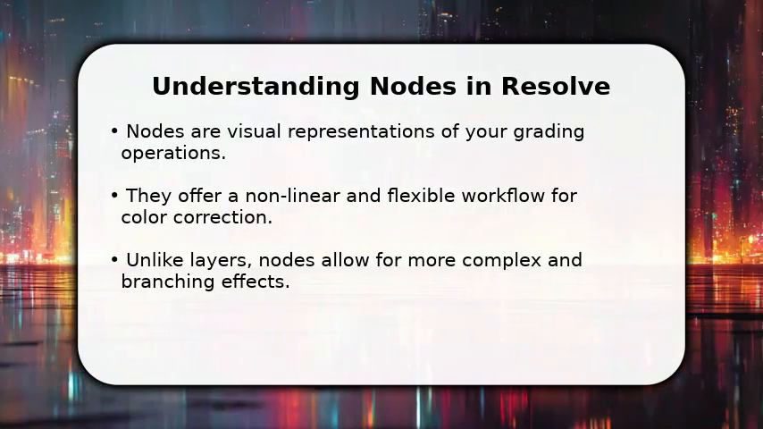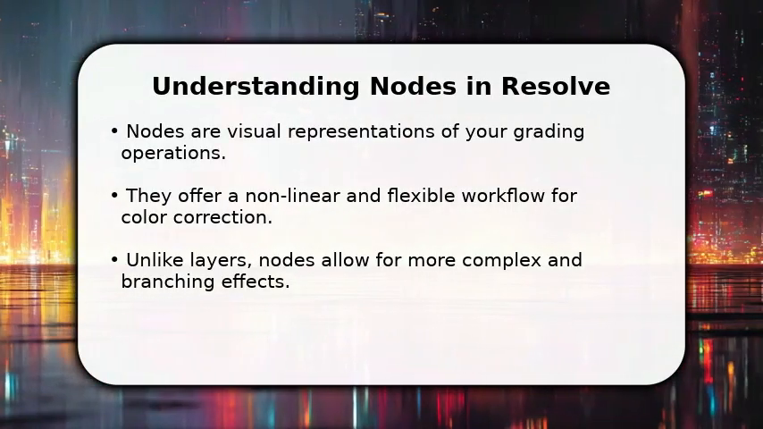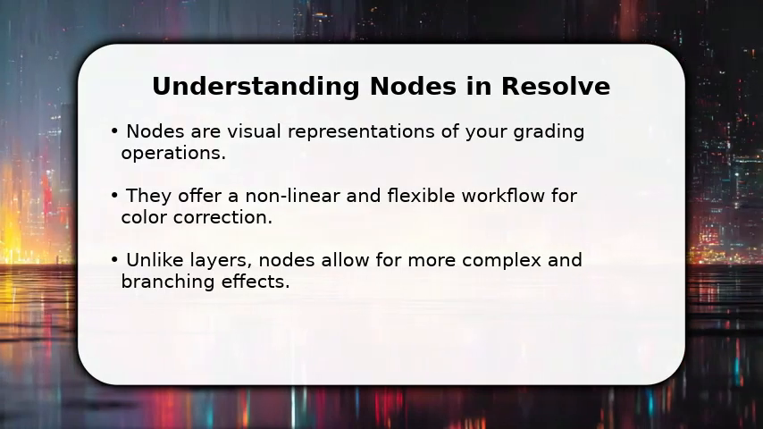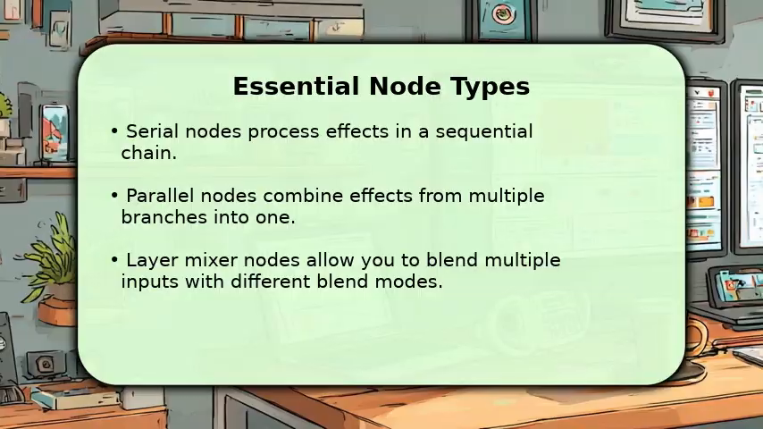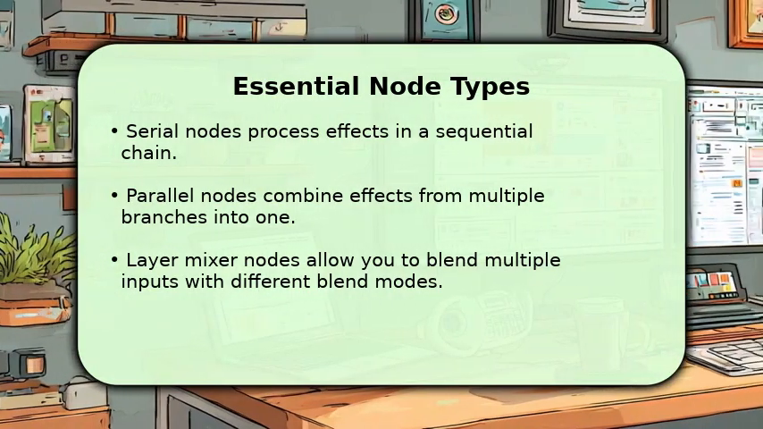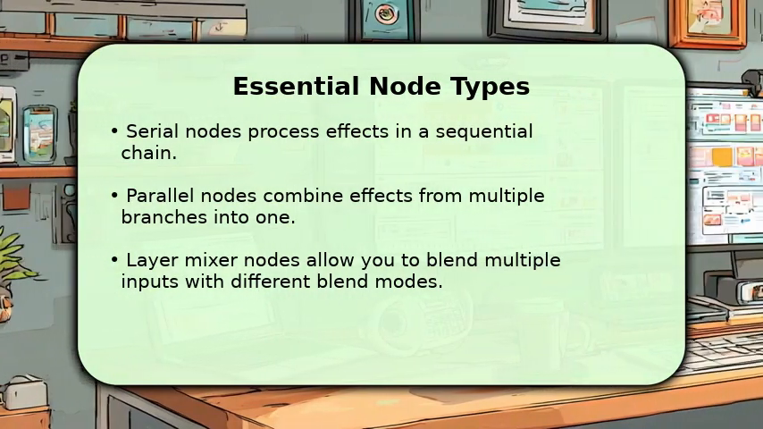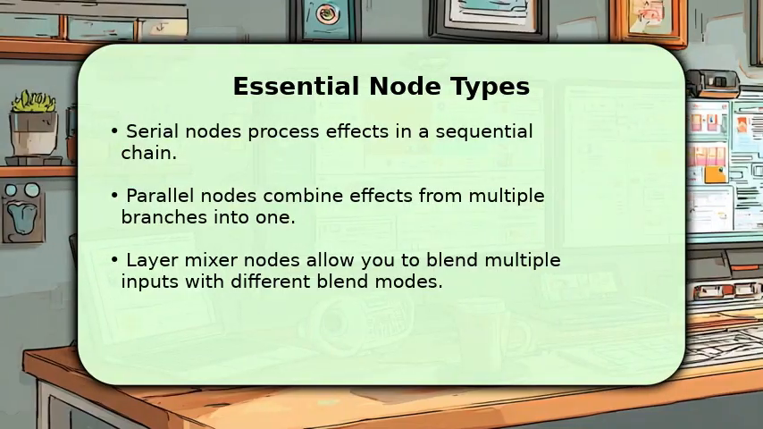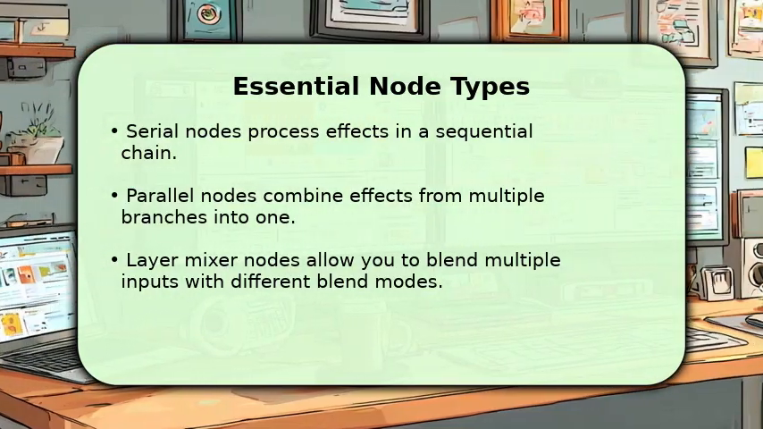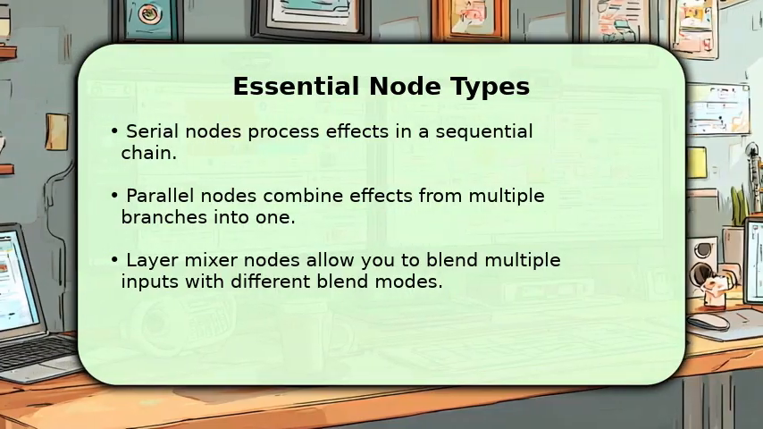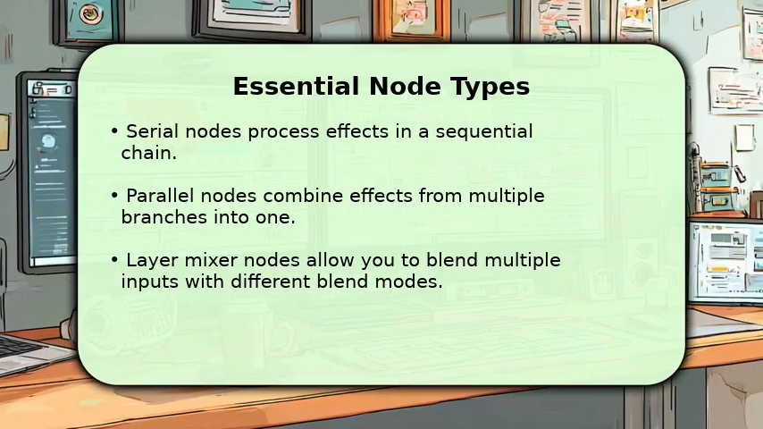You can connect nodes in various ways to achieve stunning visual results for your footage. DaVinci Resolve offers several essential node types, each serving a unique function in your grading pipeline. The most common is the serial node, processing effects one after another in a linear flow. Parallel nodes allow you to combine multiple grade paths, like applying separate corrections to different elements before merging them.